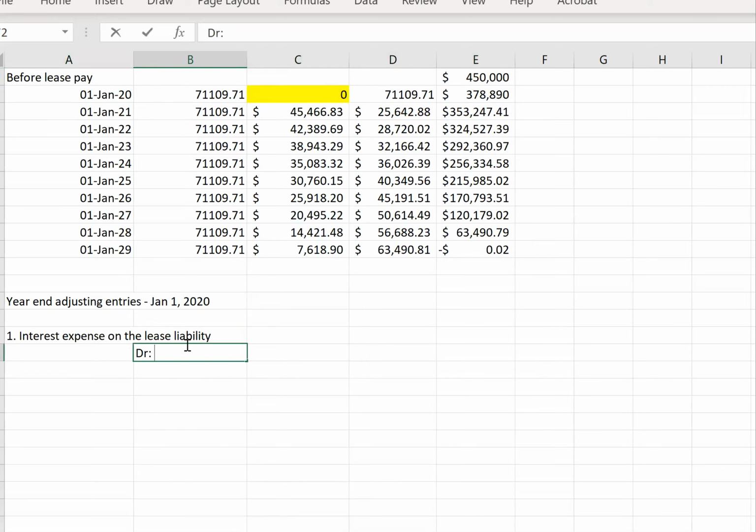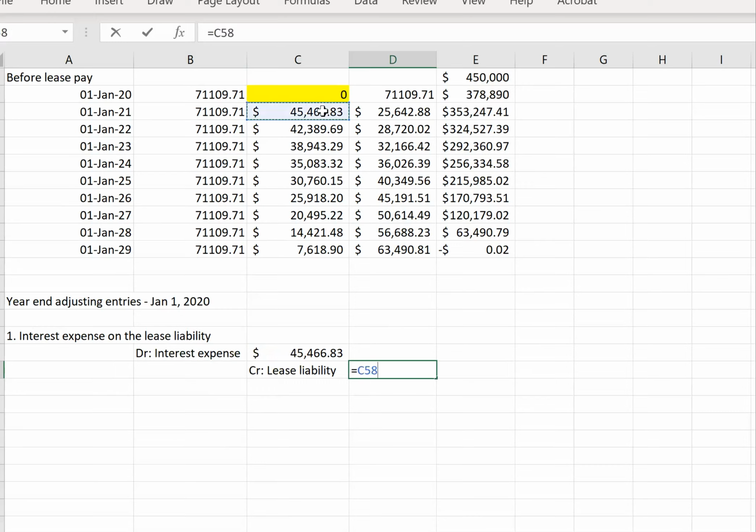So I'm going to pull the amounts from there. I'm simply going to debit interest expense, which is going to be here, and my credit is going to be to the lease liability, which is going to be the same amount. Okay, so that's my interest expense.